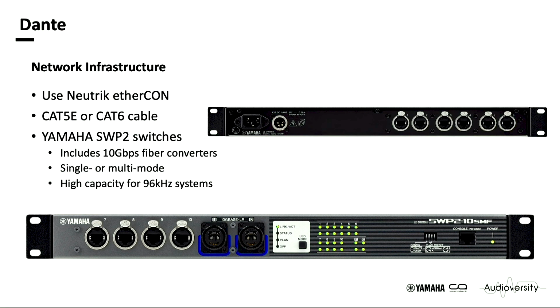Maybe you're already familiar with the SWP1, which we have been using with CL and QL systems. Well, the SWP2 brings a lot more bandwidth for you. It includes 10 gigabit per second fiber optic converters. You can choose either a single mode fiber module or a multi-mode fiber module.